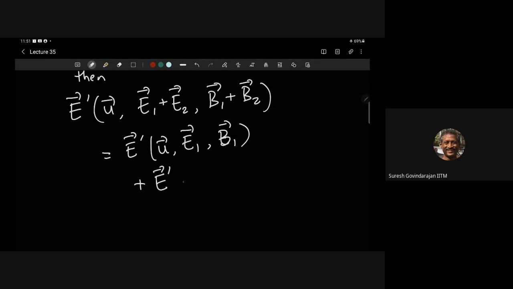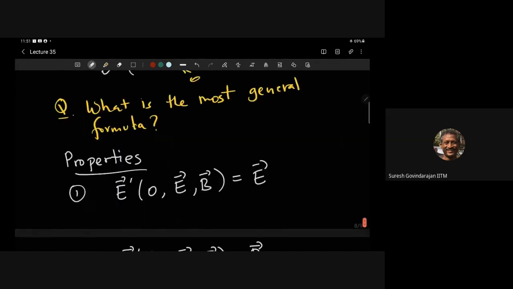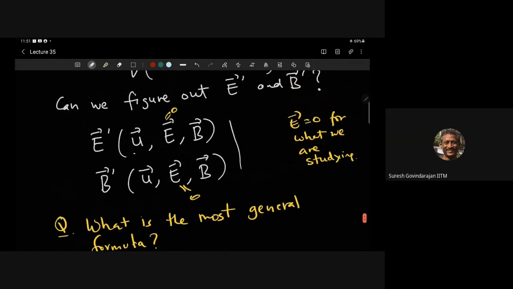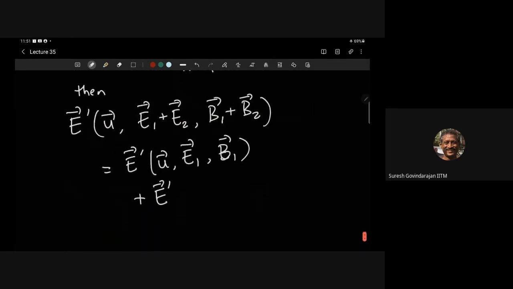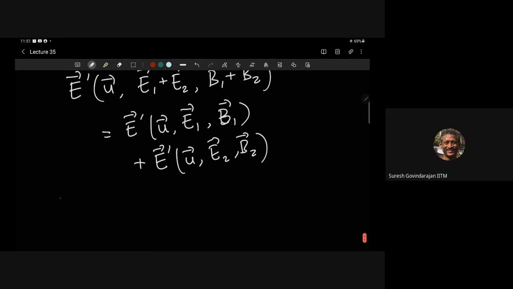So what we are looking for is a formula of this kind where E and B could be anything. These are just placeholders. You can put any value. So I'm just changing it to that. So E prime of U, E2, B2. Do you agree with this? This is what I mean. Similarly for B.